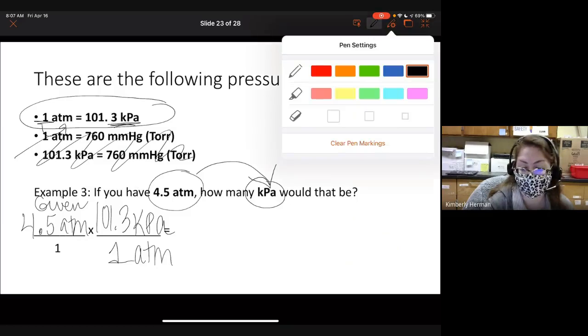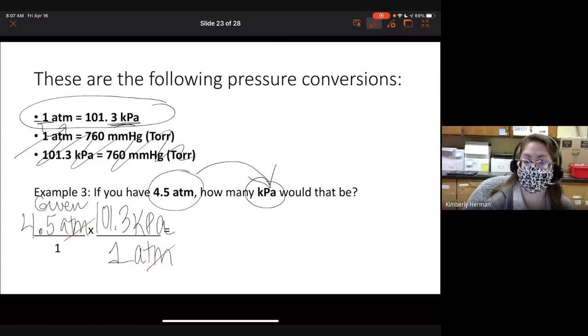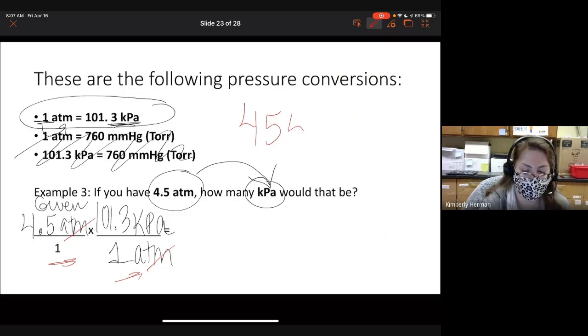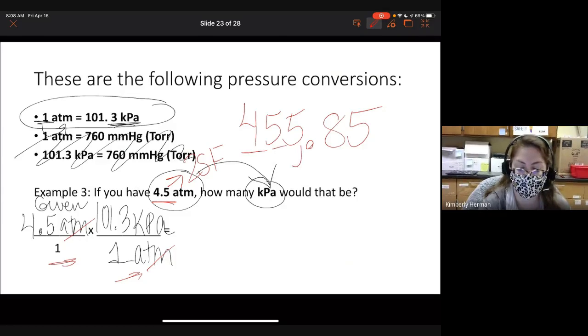So now we're ready to solve. Notice that atm and atm cancel out, and both of the numbers on the bottom are 1 and 1. So we're going to be multiplying in our calculator right now. So 4.5 times 101.3, and we get 455.85. Go back to the given, that 4.5, and how many sig figs does it have? 2. Perfect. So we're going to count over 1, 2. Will 5 round 5 up?